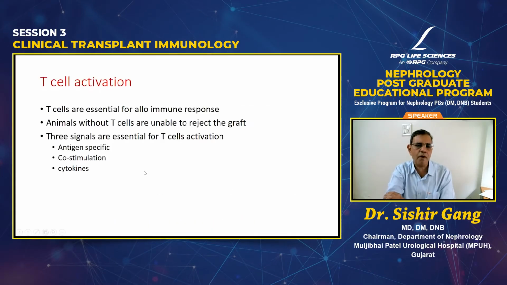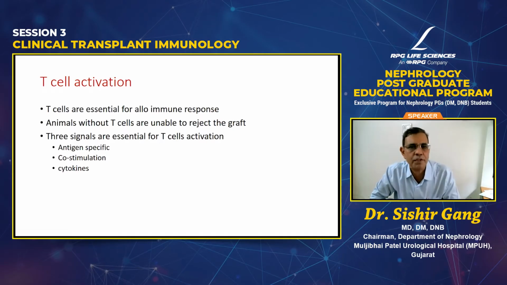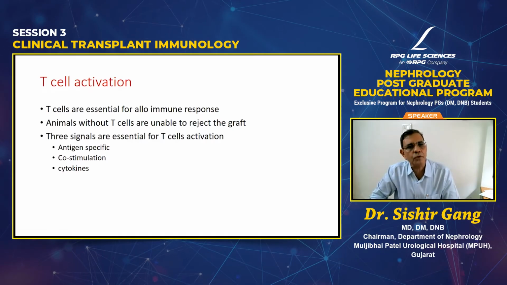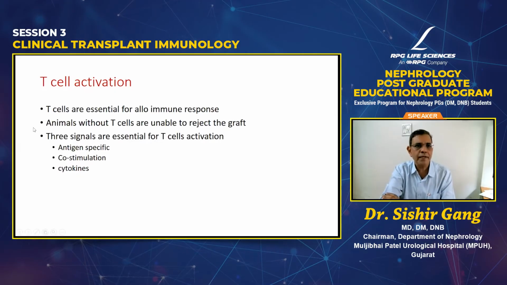The second most important thing is T cell activation. As I said, after the innate immune response, the T cells have to come into play to mount a response to the foreign antigen, that is to the allograft. T cells are essential for the alloimmune response, in that animals without T cells are unable to reject the graft. There were several studies which showed that if you develop an animal with an absence of T cells, they do not mount a rejection. But if you infuse T cells into these animals, they would mount a rejection process. So it became very crucial that T cells are very important for rejection.